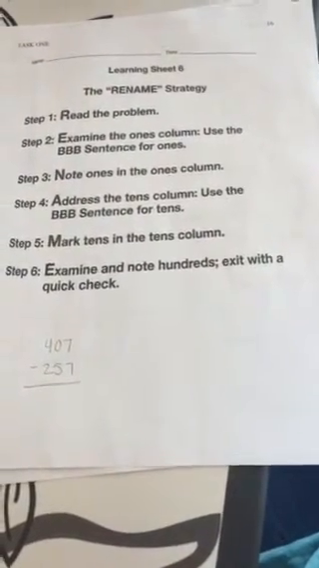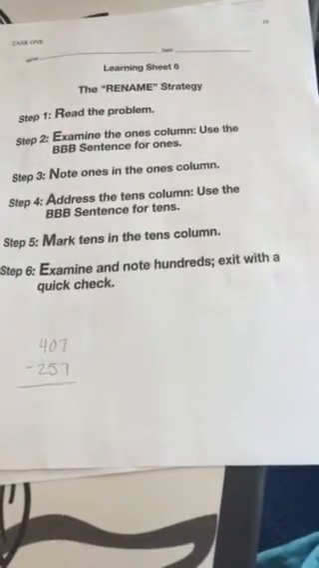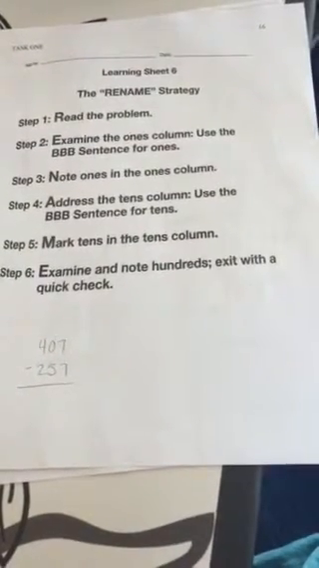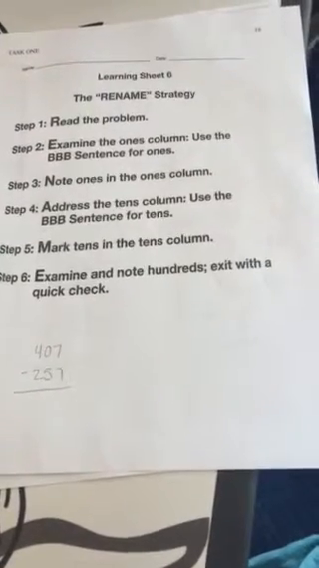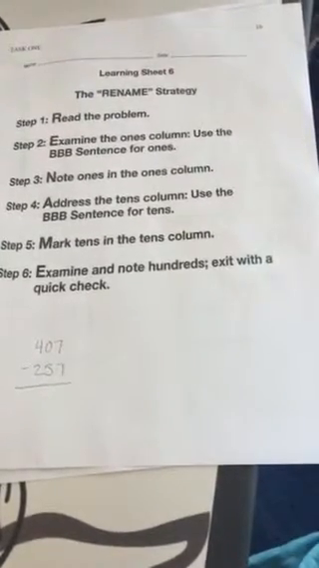The N reminds us to note the ones in the ones column. We know that 7 minus 7 equals 0, so I will neatly write a 0 in the ones column between the lines separating the numbers. I want you to do this in your learning sheet too.